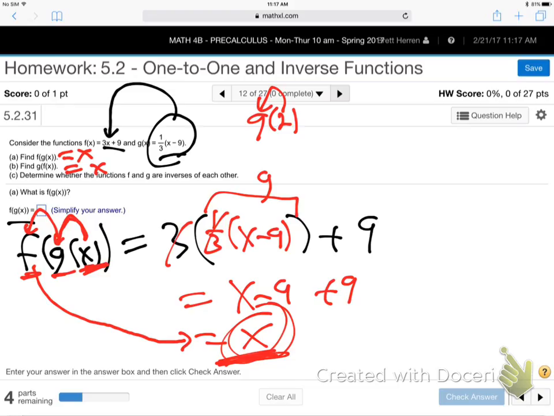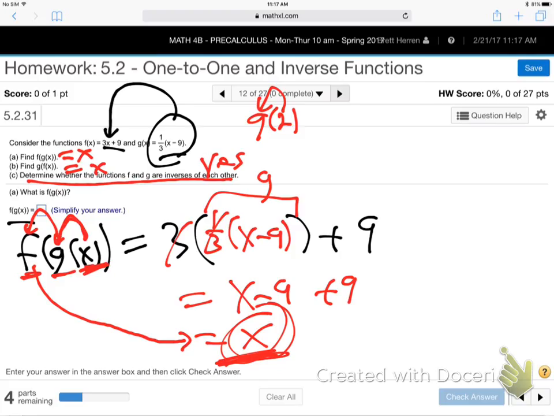So you can save some time in your homework here, guys and gals. Just if the first answer is x, then B is going to be x as well. And C is going to say, hey, are they inverses of each other? And you're going to say yes, because it just came out x. So the answers are x, x, and yes. A, B, and C.